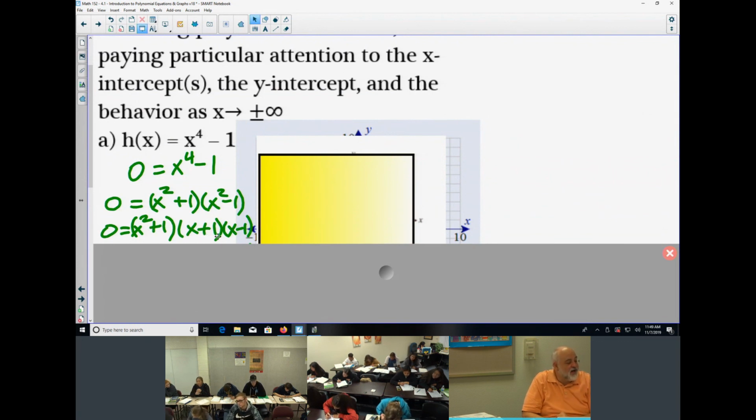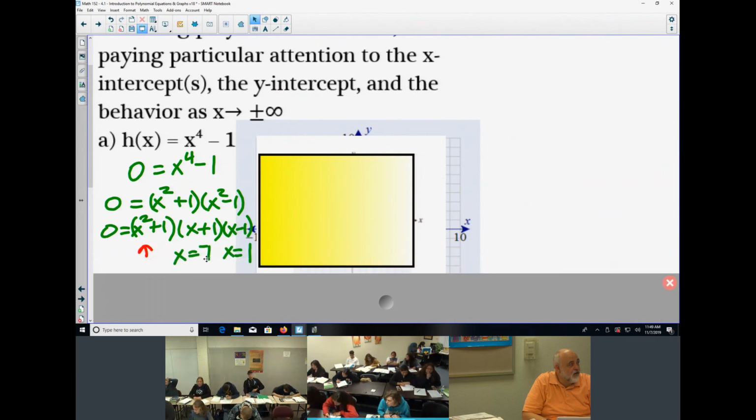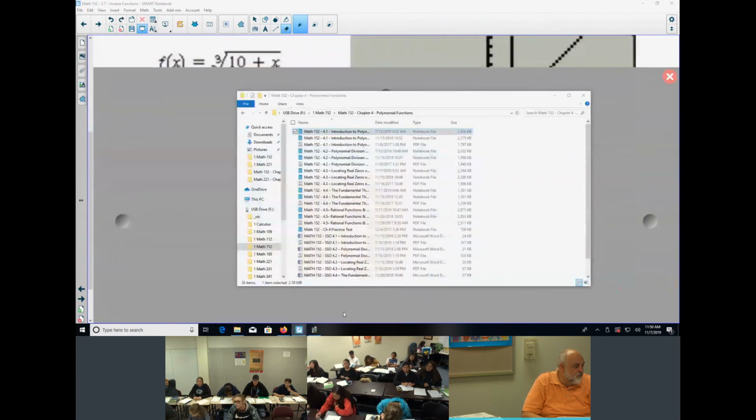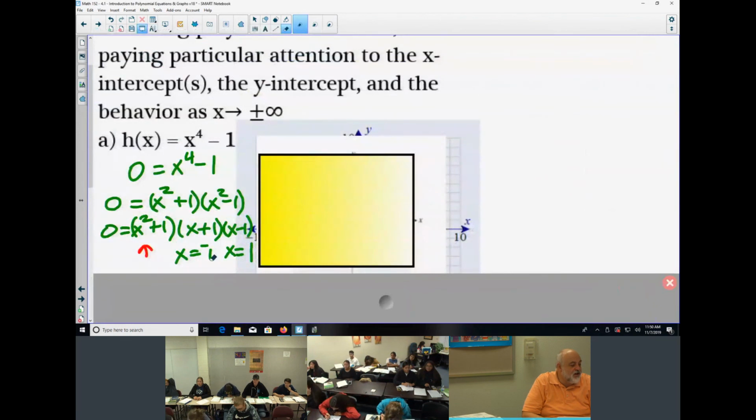But so what x-intercepts are you going to get from these two factors? 1 and negative 1? Yep. This is a negative 1. Kind of looks like a 7, but it's negative 1. Okay. So negative 1 and 1. Okay, so on your graph, you need to make sure you have those two x-intercepts and then have the end behavior. Okay, that's my expectations right now.